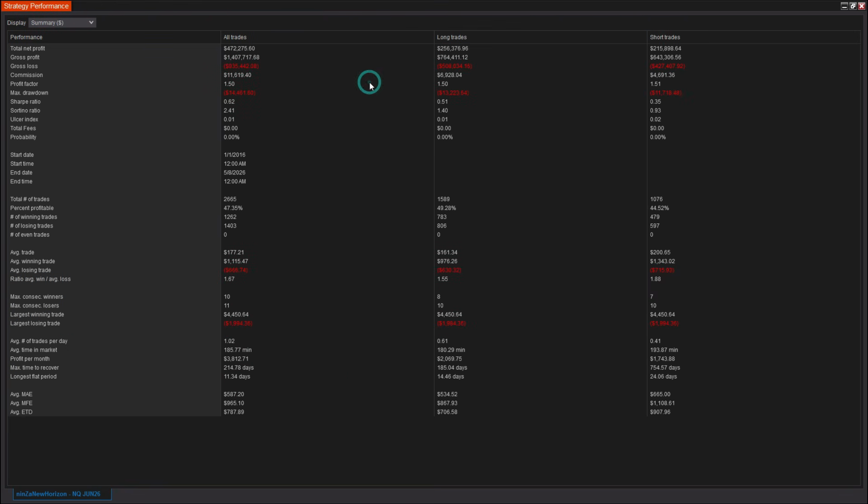Next, let's take a look at the detailed results you saw at the beginning of the video. First, the net profit stands at $472,275.60, an impressive figure that shows the success of this strategy. The profit factor is 1.50, which is a very good ratio, indicating that the strategy has generated much higher profits compared to the risk involved. What's even more remarkable is the max drawdown, which is only $14,461.60, indicating that the maximum risk taken is quite reasonable throughout the trading period.